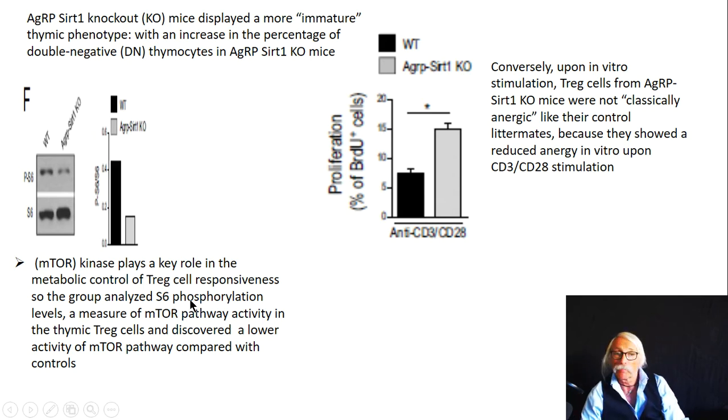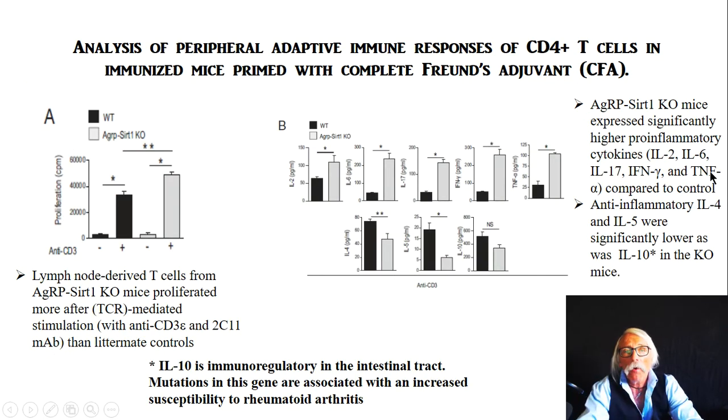All right. So now we're going to analyze the peripheral adaptive immune response of the CD4 T cells in immunized mice primed with complete Freund's adjuvant. So now you're just inducing them to have an immune response. Now this is the data here showing you wild type again in black, and the knockout in gray. And these are showing you statistical differences, and whether or not you use the anti-CD3 for stimulation: no, yes, no, yes.